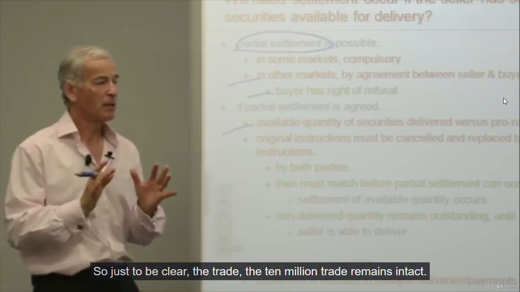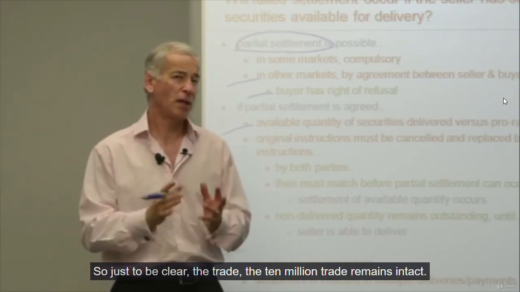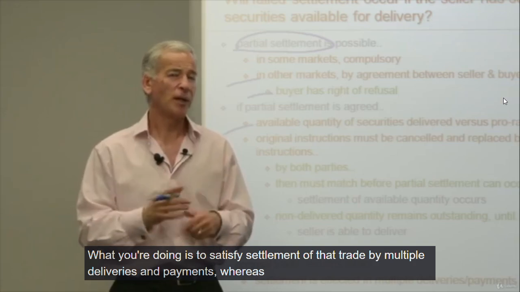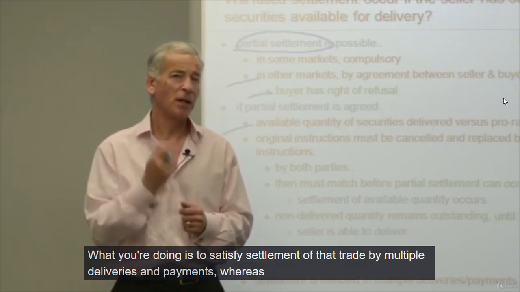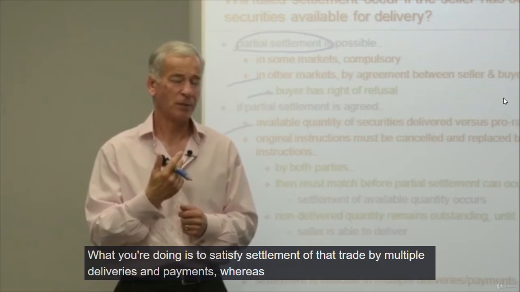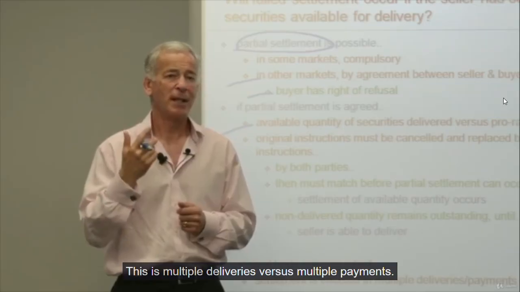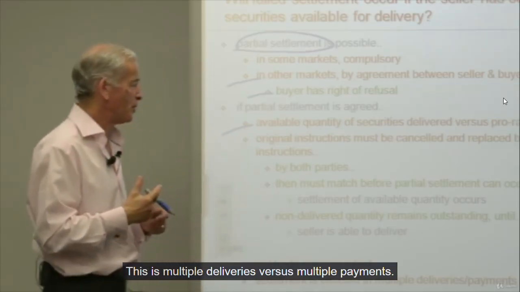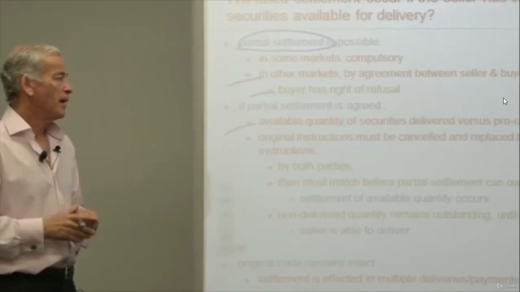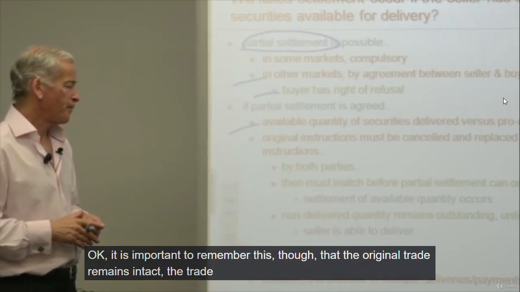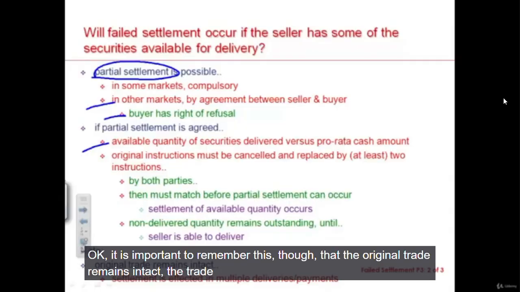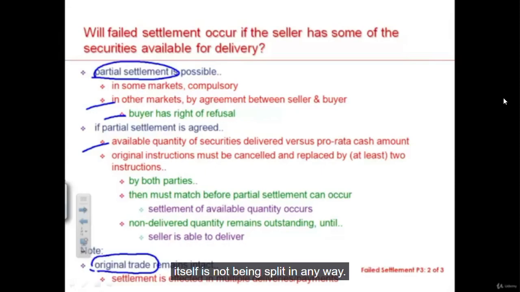So just to be clear, the 10 million trade remains intact. What you're doing is satisfying settlement of that trade by multiple deliveries and payments, whereas normally it's one delivery versus one payment. This is multiple deliveries versus multiple payments. It is important to remember that the original trade remains intact. The trade itself is not being split in any way. It's only settlement of the trade.